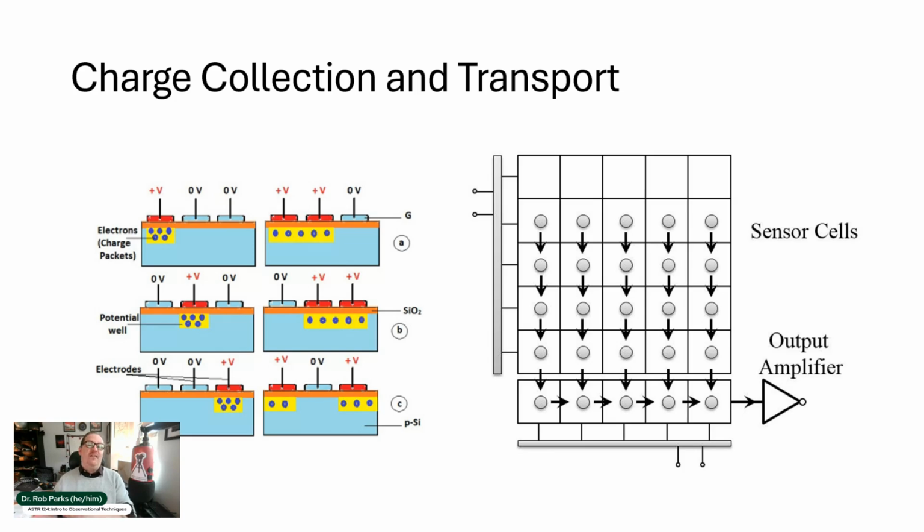Once those electrons have been counted, all of the electrons above it get shifted down by a row, and that process repeats itself until all of the electrons have been counted, turned into a digital signal that can then be downloaded onto a computer, and you now have yourself an image.